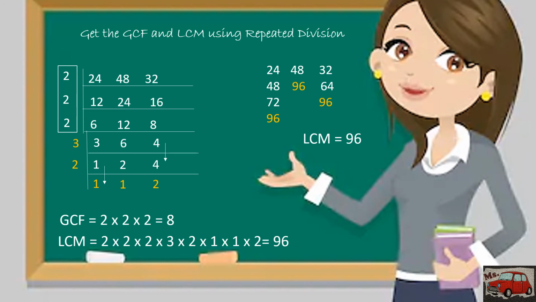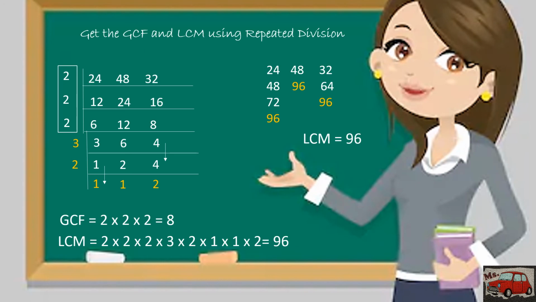Okay. So, for us to get the GCF, just multiply yung first 2 numbers na nasa kaliwa. Okay? So, we have 2 times 2 times 2, and that's 8. Sa LCM naman, lahat ng number mula sa kaliwa hanggang dun sa ilalim, i-times natin yun. So, we have 2 times 2 times 2 times 3, times 2, times 1, times 1, times 2, then we have 96. So, our LCM is 96.